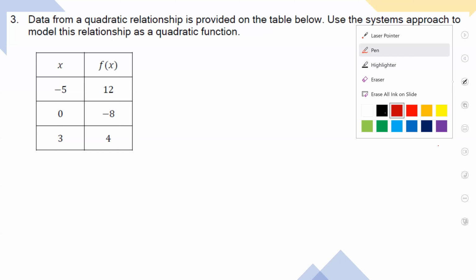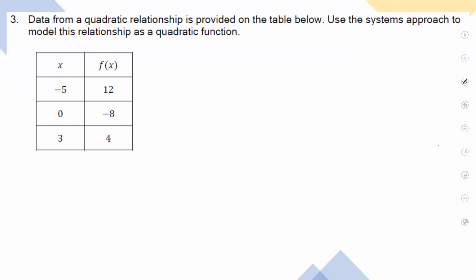Okay, so our points. This is your x value. This is your y value. Whenever you see f of x, just think of y. So remember, the standard form is ax squared plus bx plus c. Okay, so I'm going to substitute the y value with the 12.